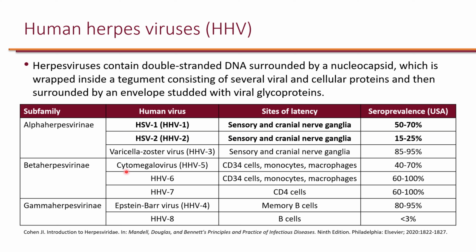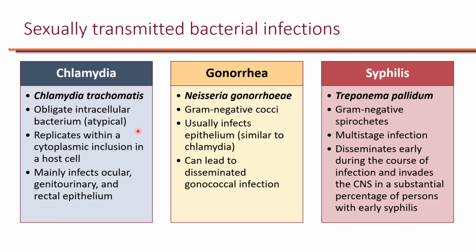Other herpes viruses that are clinically important include cytomegalovirus or CMV, which belongs to the beta, and EBV, which belongs to the gamma. However, these are not necessarily sexually transmitted infections, but they do have a role in immunocompromised patients. For this topic, we will focus on genital herpes that's caused by herpes simplex virus. Other infections that we will talk about in this topic that are non-viral are chlamydia, gonorrhea, and syphilis.